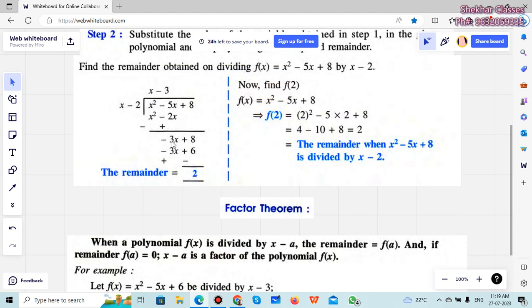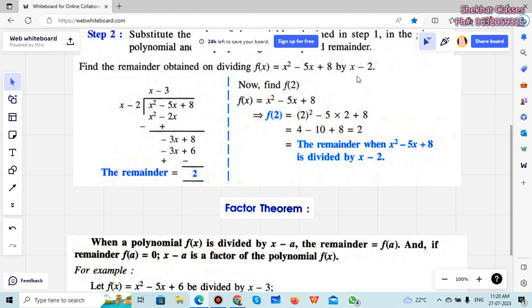So this is the normal way of finding a remainder when this polynomial, x square minus 5x plus 8, is divided by another polynomial, x minus 2. We get this remainder by the normal division method. Then there is a shortcut method also, and that shortcut method is called the remainder theorem.